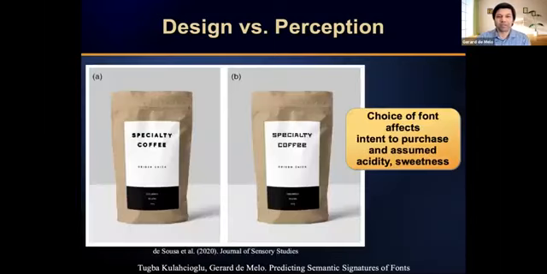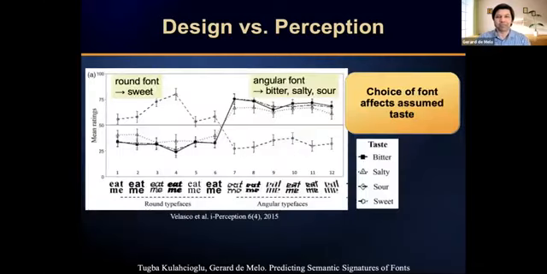Another example is this picture here. This is from a recent study where they showed that the choice of font on product packaging not only affects whether people are likely to buy the product, it also affects how people expect the product is going to taste. In this case, it's coffee. If you choose a certain kind of font, they're going to expect a different taste than for other fonts. And so we can look into some of the data that people found in some of these studies.